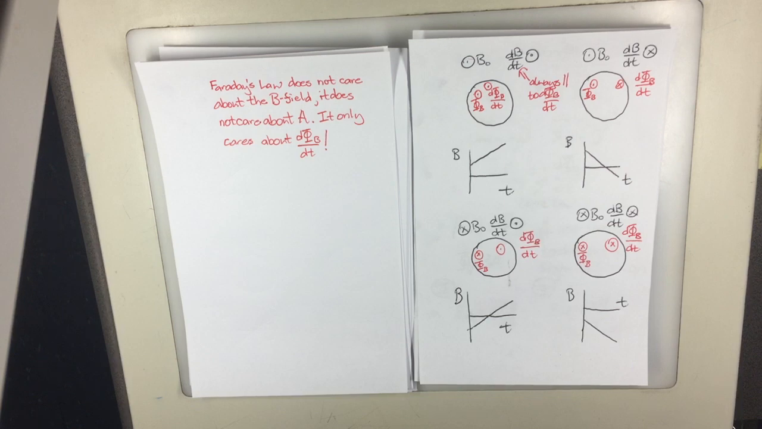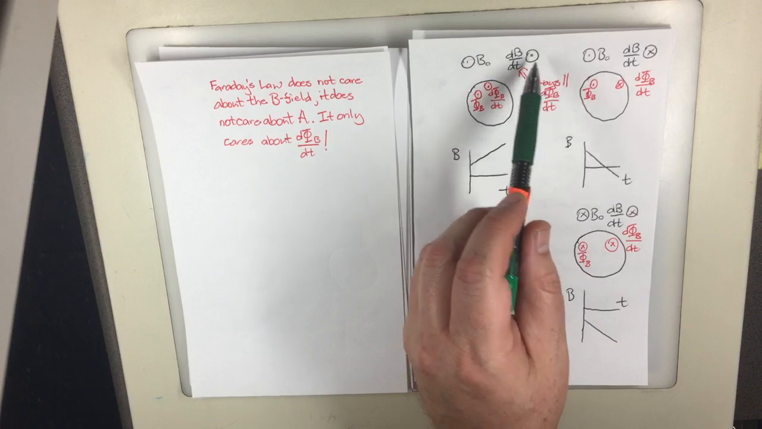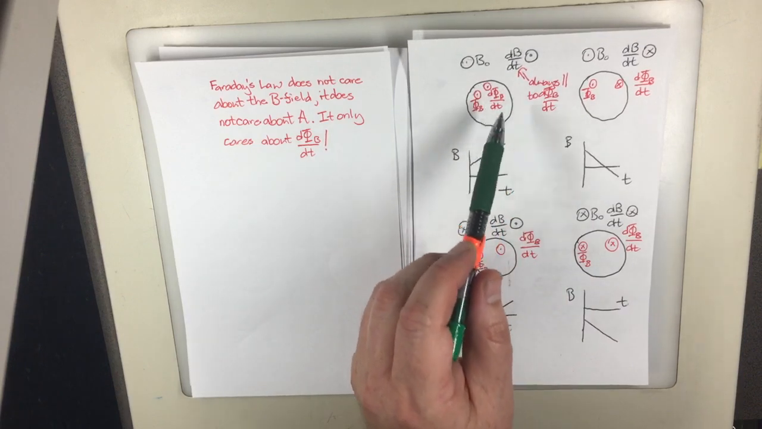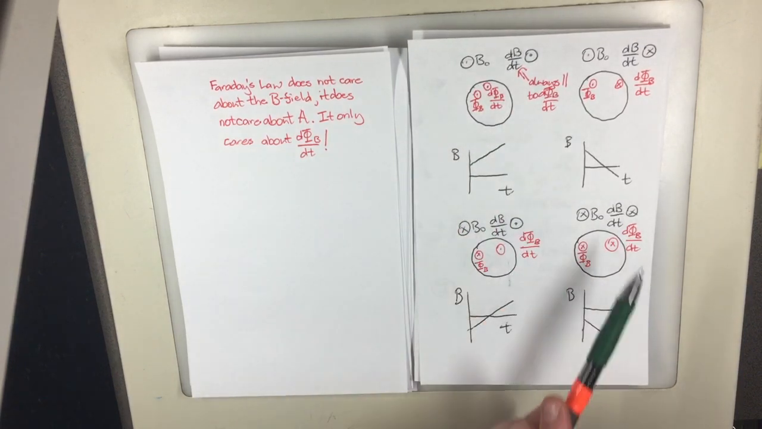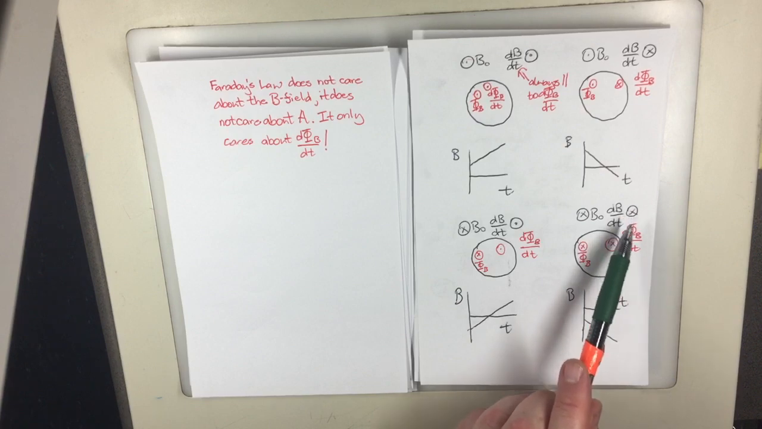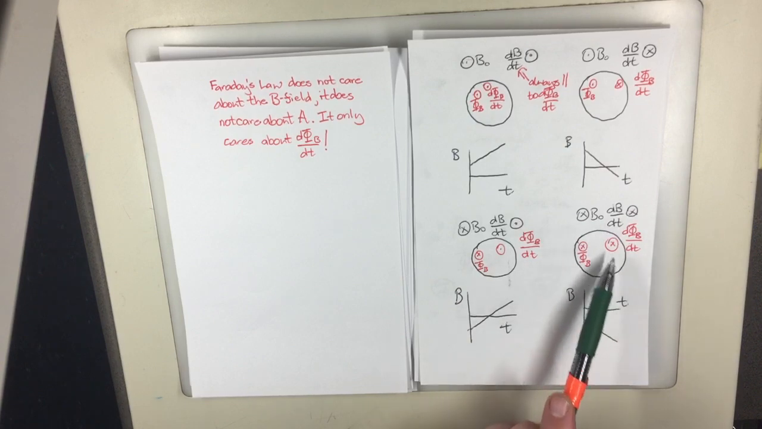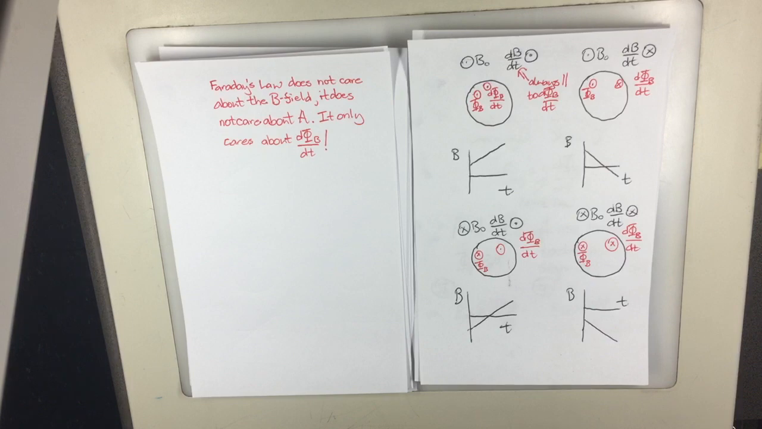But the flux coming in or out doesn't really matter. It's the change in flux. What is changing about these problems? The magnetic field. So in cases where the magnetic field is changing outward, the change in flux is changing outward. In cases where the B field is going inward, then the change in magnetic flux with respect to time is inward as well.